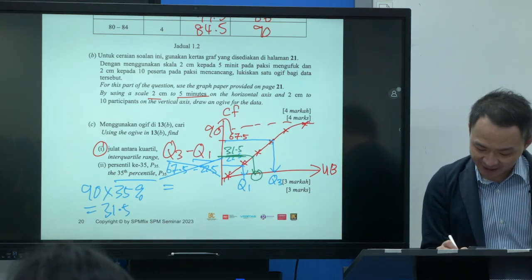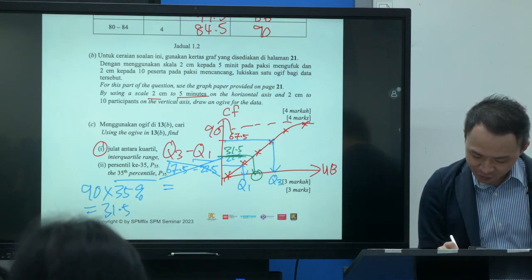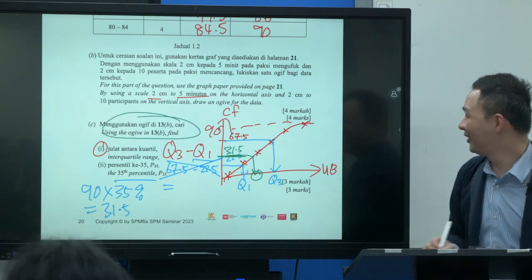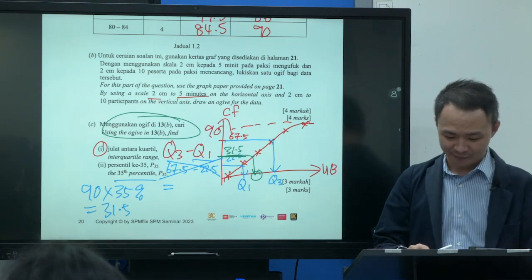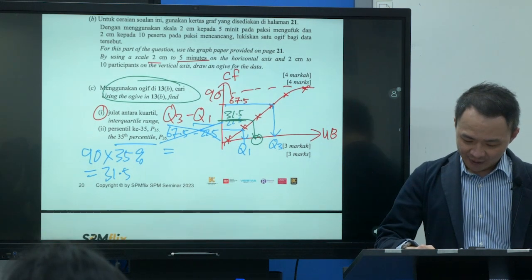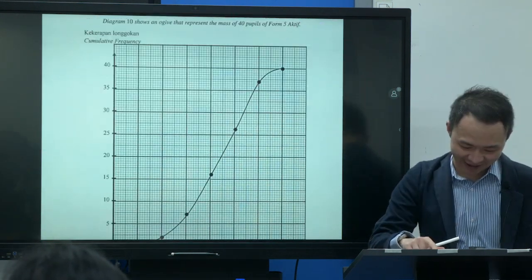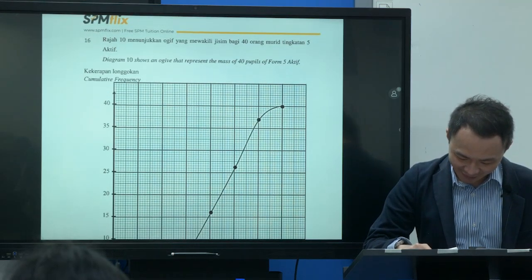Okay, because they say use the ogive, right? You're going to use the graph to find, don't use a calculator. All right, the time is out.